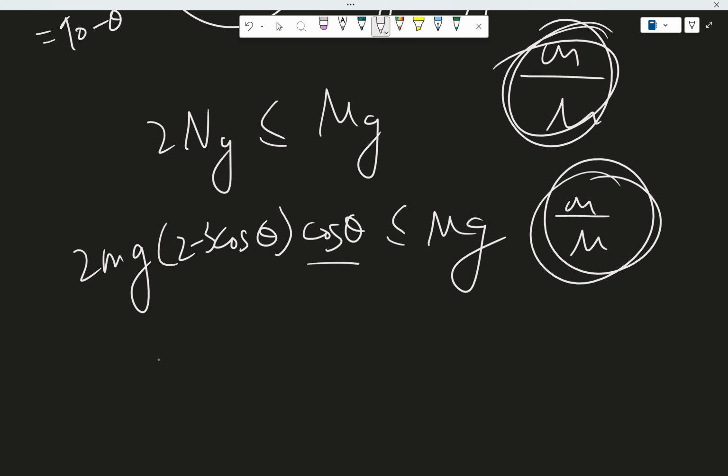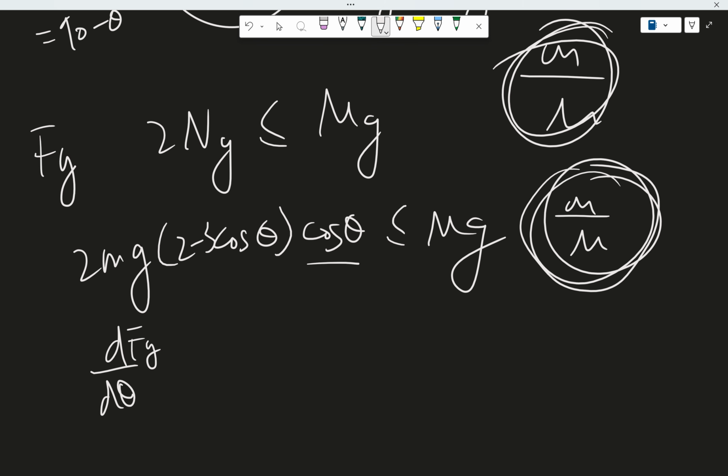So let's try to maximize this expression with respect to theta, such that we know for sure that whatever the theta is, this ratio is always the maximum and always correct, and the hoop will never fly off the ground. And so how can we do that? Well, let's differentiate this with respect to theta. So let's call this dFy d theta. So let's call this the net force in the y direction.